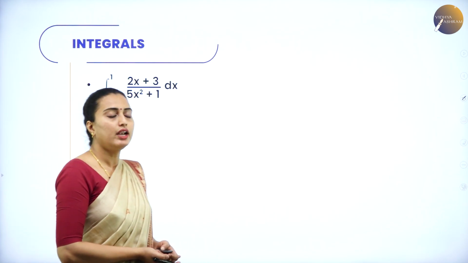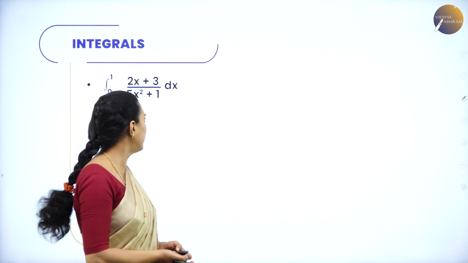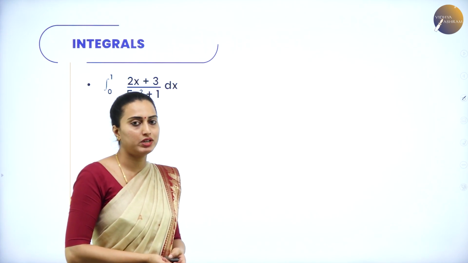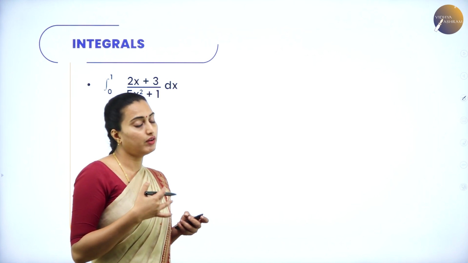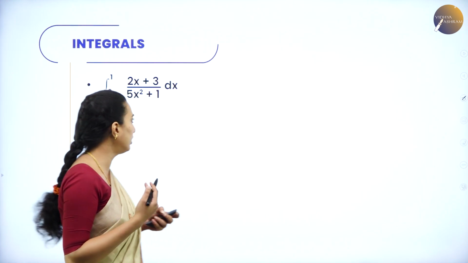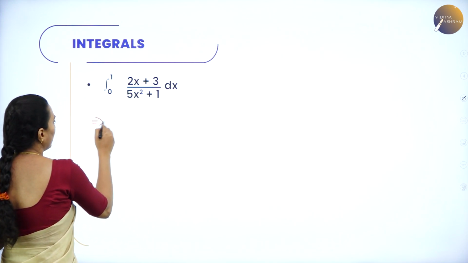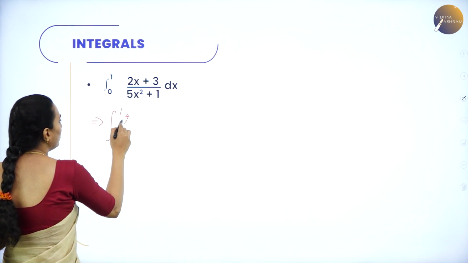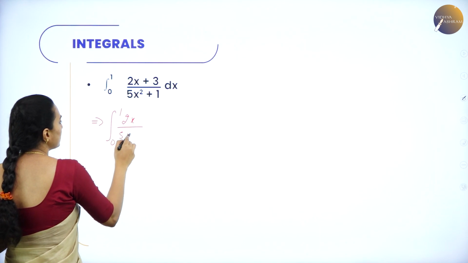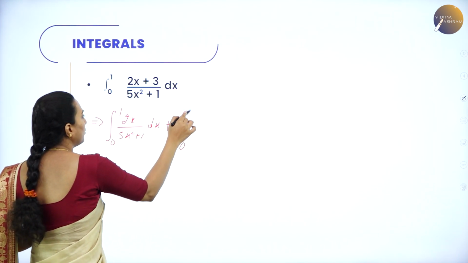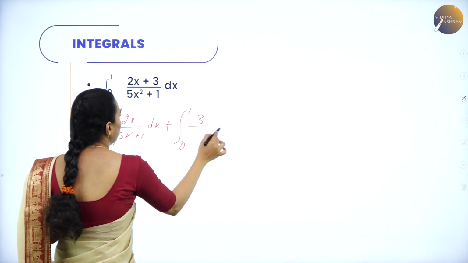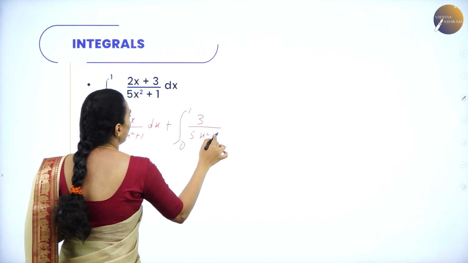What they've asked: the integral from 0 to 1 of (2x plus 3) divided by (5x squared plus 1). Dear students, the denominator's differentiation is not directly the numerator. So here I am going to segregate this. What is segregation? The integral from 0 to 1 of 2x divided by 5x squared plus 1 dx, plus the integral from 0 to 1 of 3 divided by 5x squared plus 1 dx.